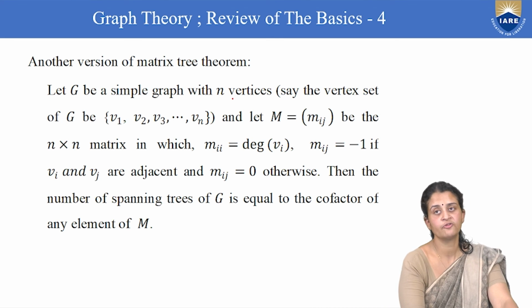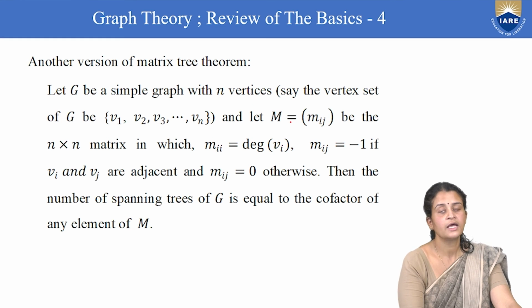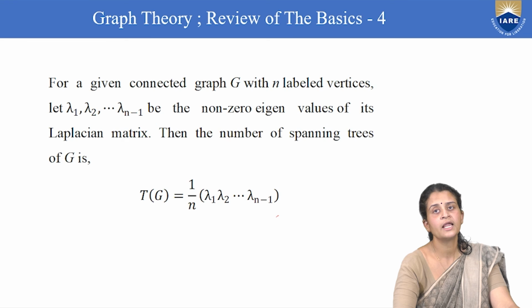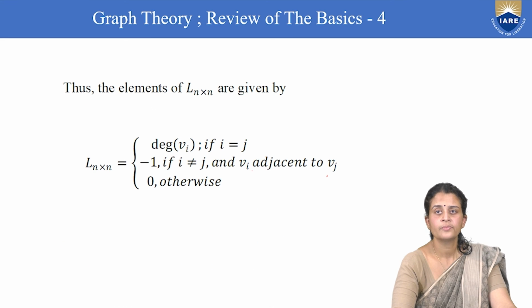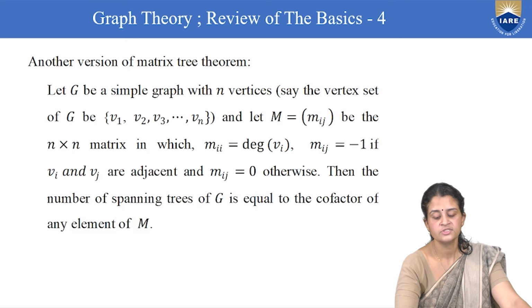Let G be a simple graph with n vertices. That is, say the vertices of G are named v1, v2, etc., vn. Let M equal to Mij be the n by n matrix, in which Mii equals the degree of Vi, Mij equals minus 1 if Vi and Vj are adjacent, and Mij equals 0 otherwise. It is the same thing as what we defined for the Laplacian. Here like that only, it equals minus 1 if they are adjacent and 0 otherwise.